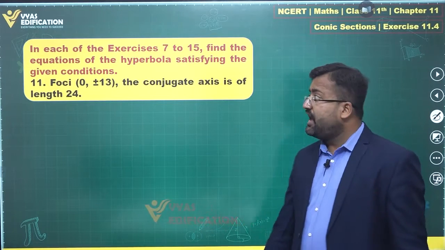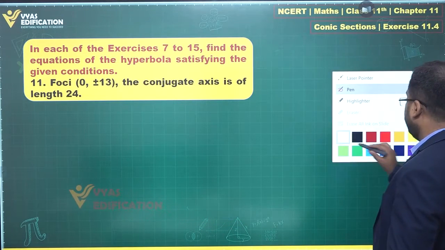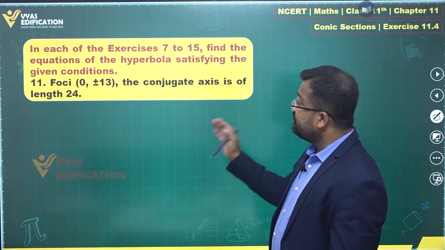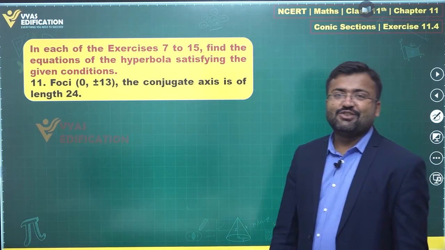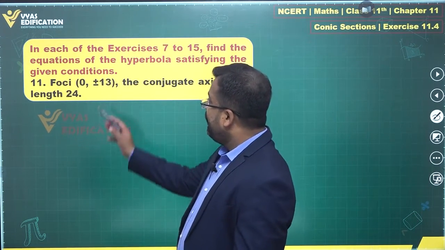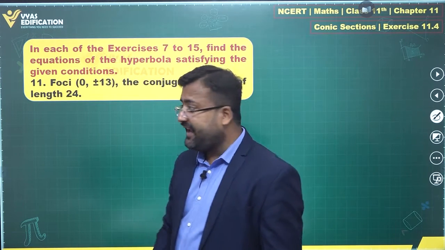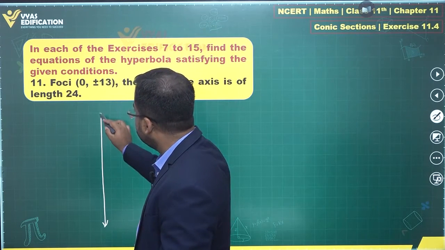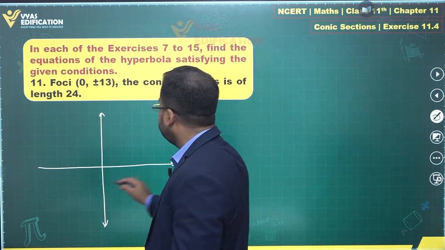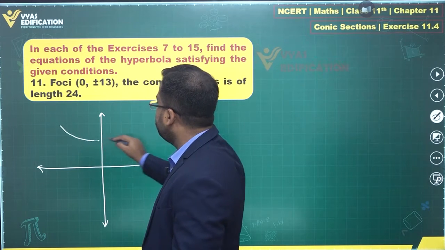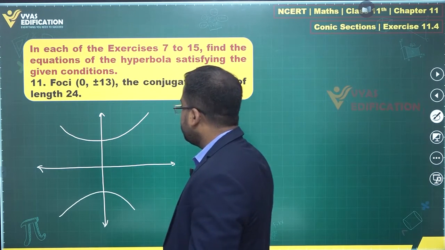In the 11th question, we have foci at 0 comma plus minus 13. The conjugate axis is of length 24. Okay, so how will we deal with this one, right? Foci at 0 comma plus minus 13 implies that foci are lying on the y-axis. So foci on the y-axis implies that the y-axis will be the transverse axis. The x-axis will act as the conjugate axis over here. Transverse axis will be along the y-axis.